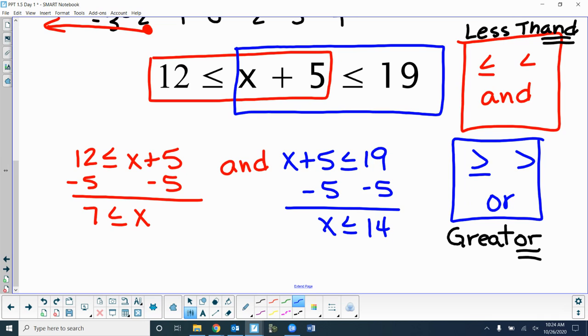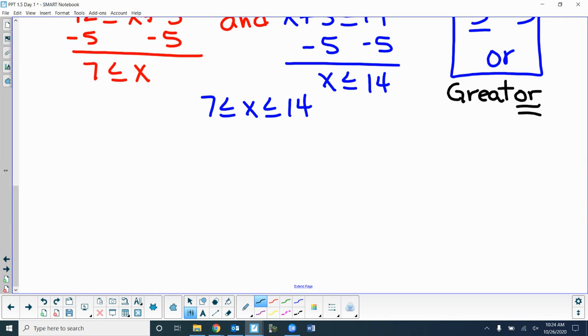Okay? So if you want, you could put these two together and write it like this: 7 is less than or equal to X, which is less than or equal to 14. Or you can leave them separate, but you still have to graph it. Okay?